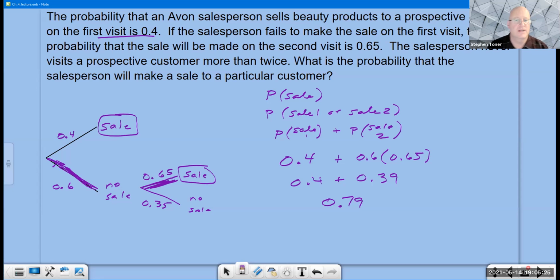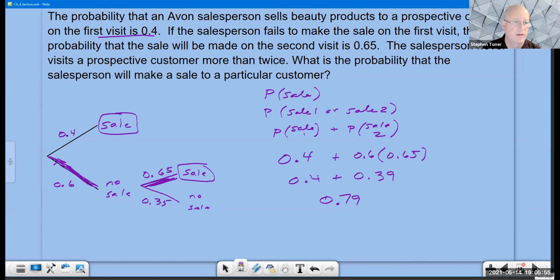Now, the reason I know the first trial was taken into account to get that 0.65 is it says if they failed to make the sale on the first visit. In other words, if we went down the branch, then the probability on that second branch was 0.65. So this is a little bit more challenging, and there's a lot you have to pay attention to, and that's why I'm going over these with you. Now, this same idea is going to take place in this next example.